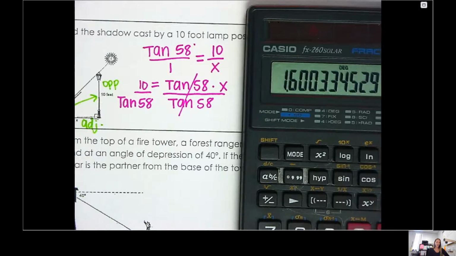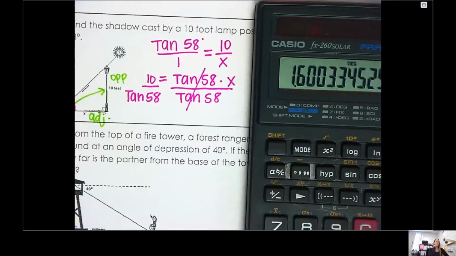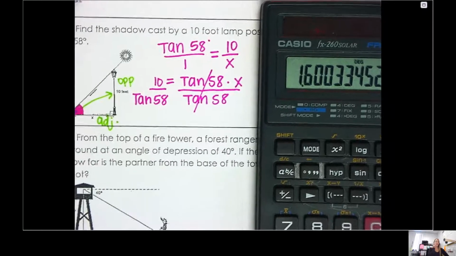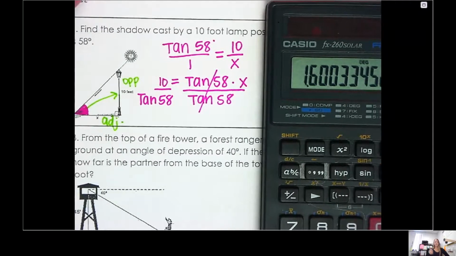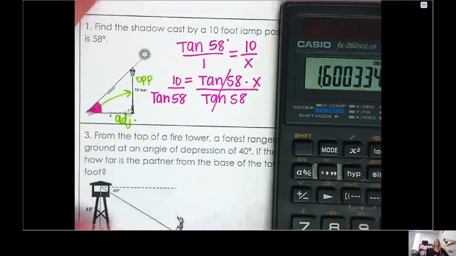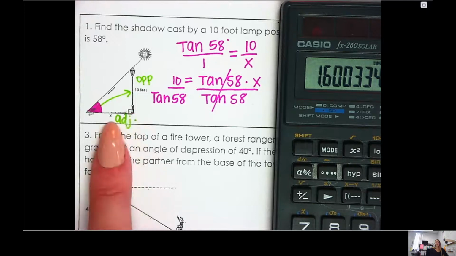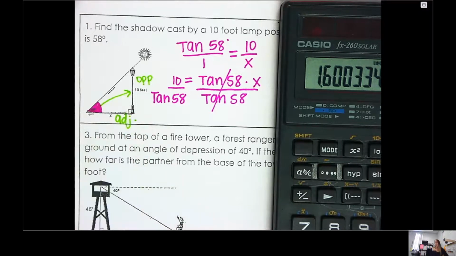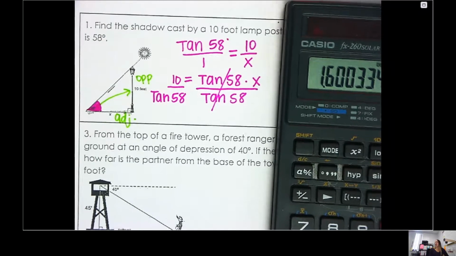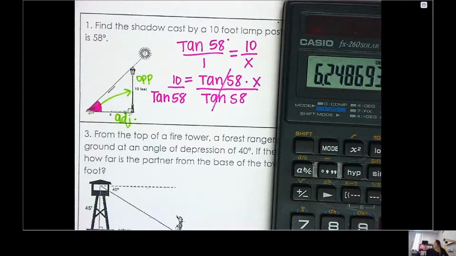Tangent equals. Okay, so before I click the equal button, here's what I want you to look at. Here's the great part about word problems. Had I forgotten to click the equal button and I just had 1.6, I'd look back at this problem and go, okay, the lamp's 10 feet tall. Does it make sense that my shadow is 1.6 feet? No, it doesn't really make any sense. So I know I've done something wrong, and that's the good part about word problems, it's really easy to tell if you're right or if you're wrong.